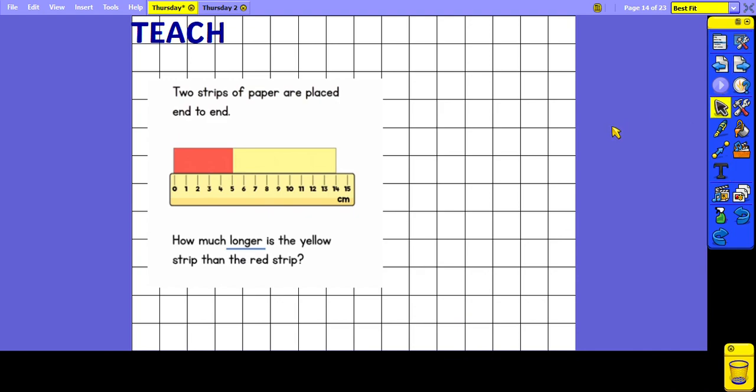Okay, this time we've got a question about length. So this is going to be the example question, and then you will have 2 similar questions to answer afterwards. The question says, 2 strips of paper are placed end to end. So we've got this red strip of paper here, and then a yellow strip of paper next to it. How much longer is the yellow strip than the red strip?